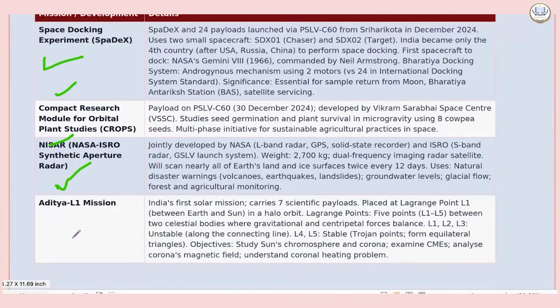Jointly developed by NASA, L-band radar, GPS, solid state recorder, and ISRO, S-band radar. What is this L-band, S-band? Do you know about it? Another concept which I will try to explain to you: what is L-band, S-band, etc. So these are radio frequency bands used in satellite and wireless communication. L-band will have a lower frequency, 1 to 2 gigahertz. S-band will have 2 to 4 gigahertz. L is equal to lower, S is equal to slightly higher. So L-band is mostly used for GPS, satellite phones, aviation, and marine communication. S-band for weather radar, ship radar, communication, and spacecraft and satellites. Okay, this is what you need to know.